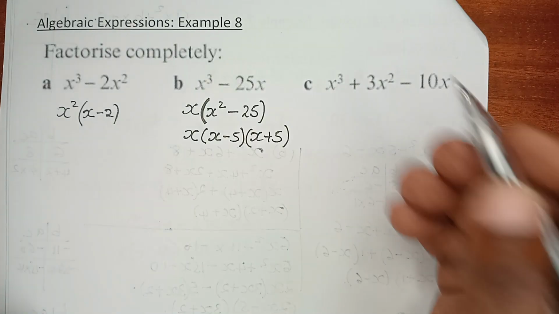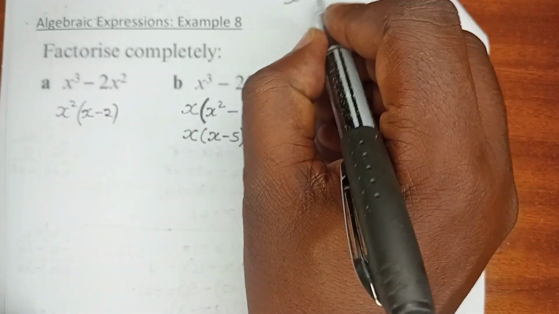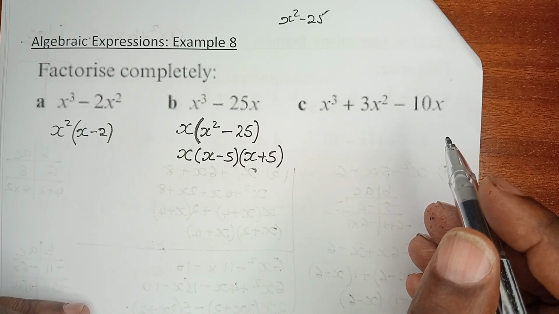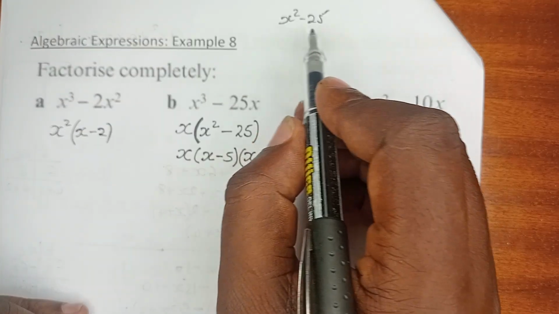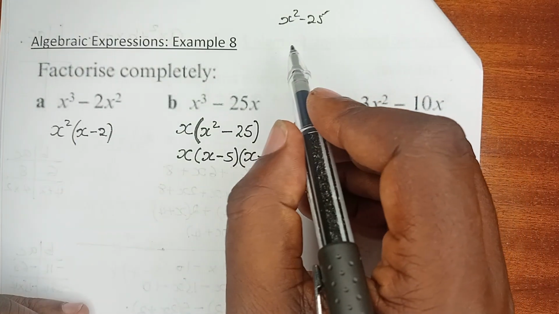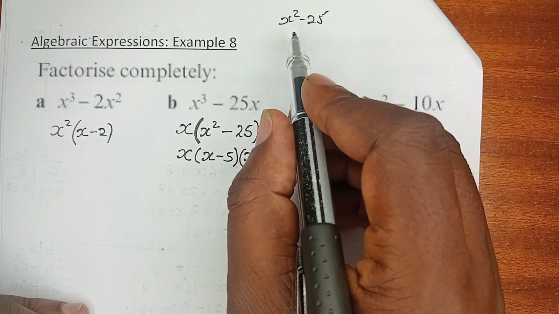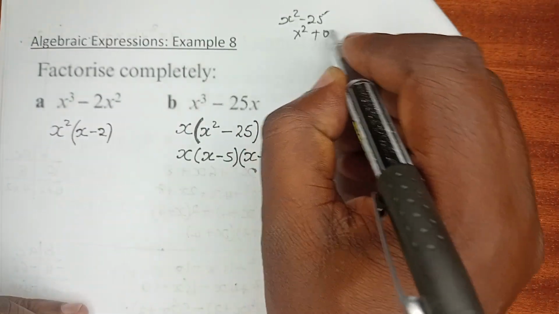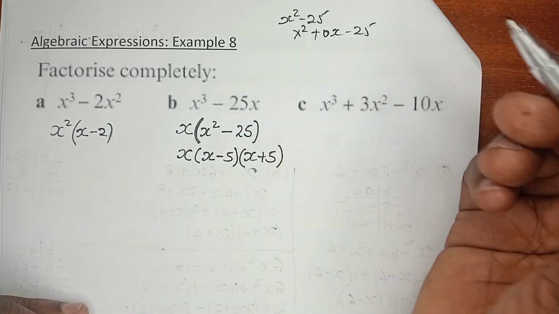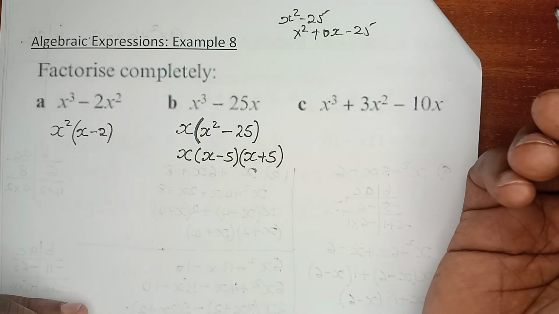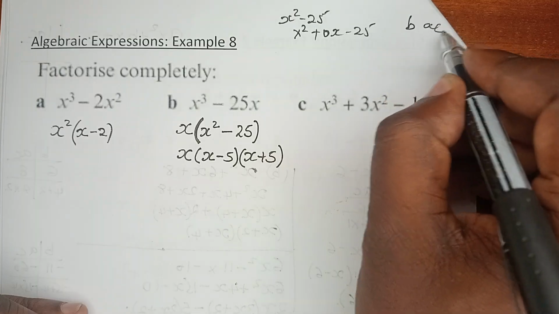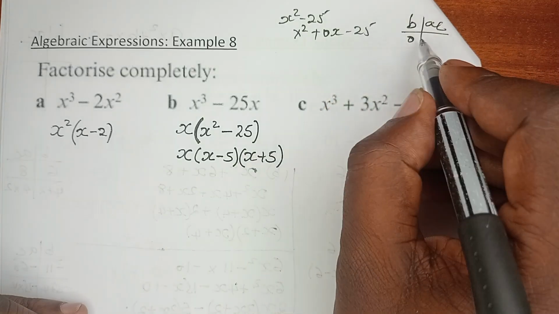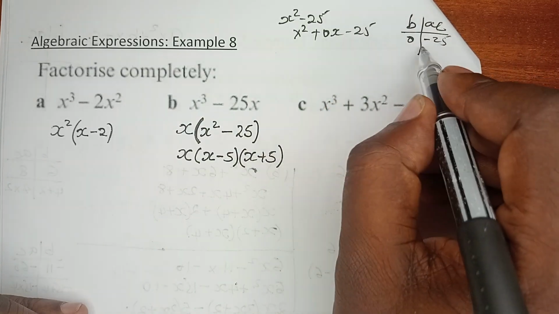And let me just say something about x squared minus 25. As a matter of reminder, you realize that if we were to factorize this one, it is a quadratic expression whereby the second term is 0. You have x squared plus 0x minus 25. And if you are to use the BAC approach, the B is 0 and AC is 1 times minus 25, which is minus 25.